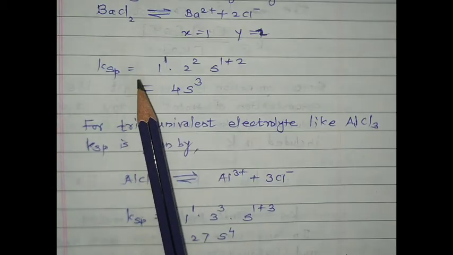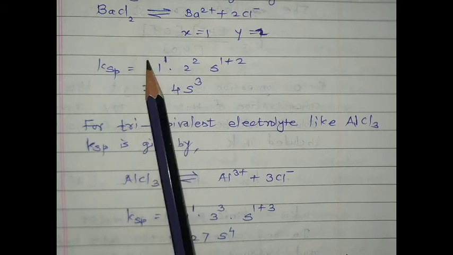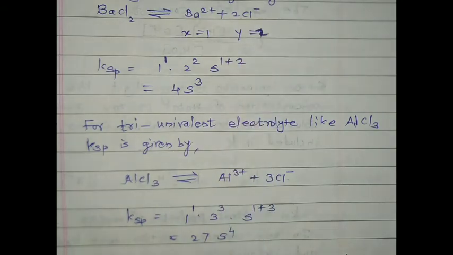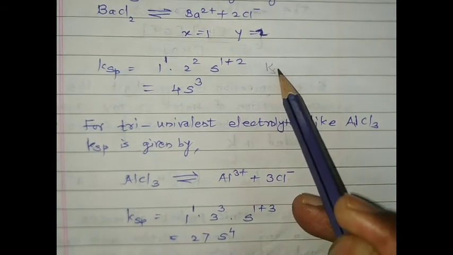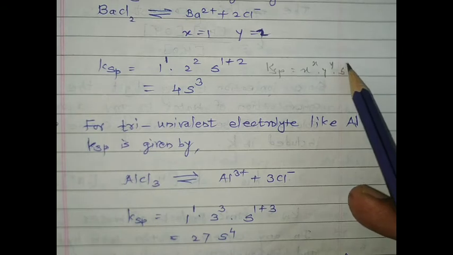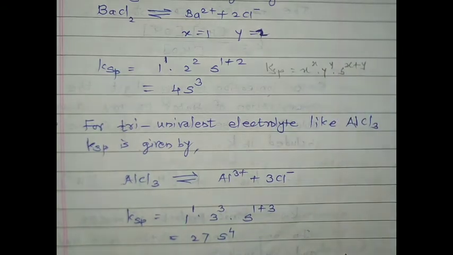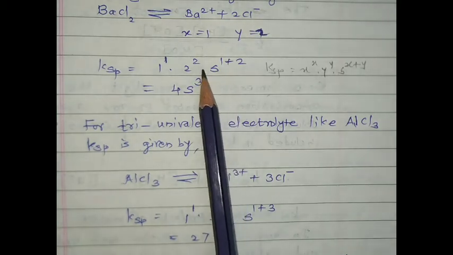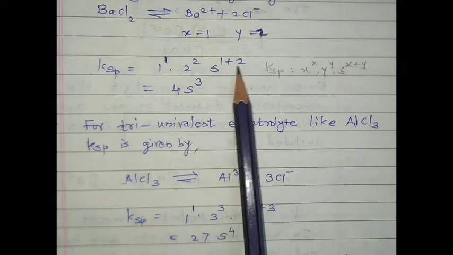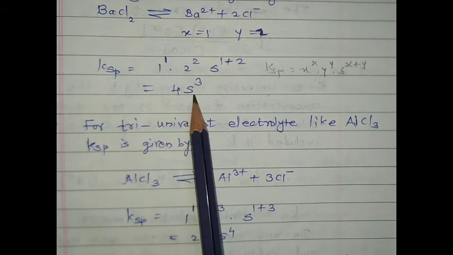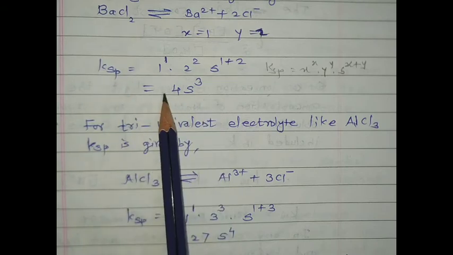So the Ksp for this bi-univalent electrolyte BaCl2 is, as we know, x equal to 1 and y equal to 2, and our formula is Ksp equal to x raised to x, y raised to y, s raised to x plus y. So Ksp will be equal to 1 raised to 1 into 2 raised to 2, because y is 2, into s raised to 1 plus 2. So 1 plus 2 is 3. We get 2 square is 4 and 1 raised to 1 is 1. So 4s cube. This is the Ksp for a bi-univalent electrolyte.